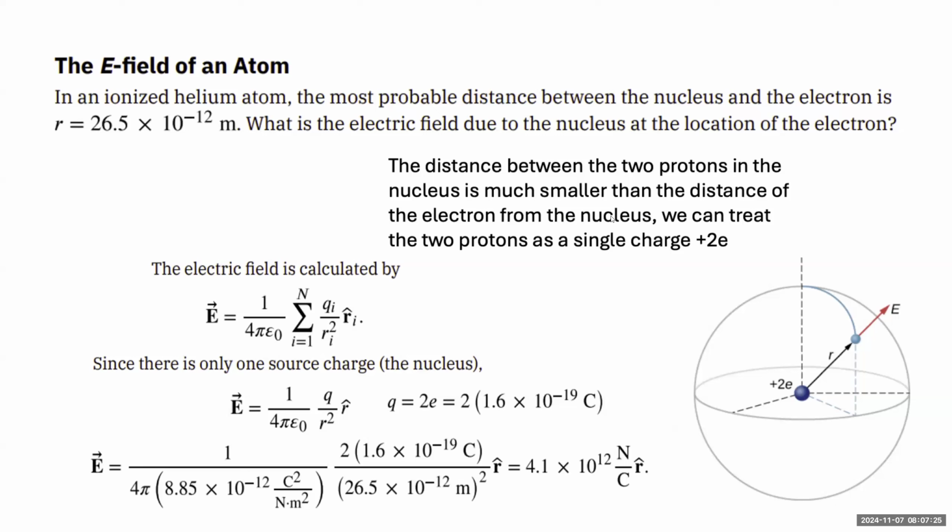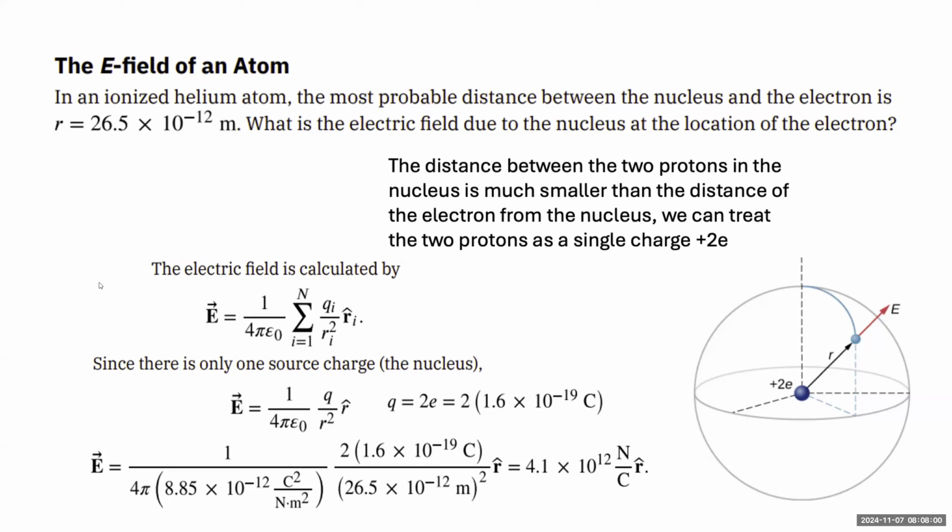The question was, in an ionized helium atom, the most probable distance between the nucleus and the electron is R equals 26.5 times 10 to the negative 12 meters. It was asking what the electric field was due to the nucleus at the location of the electron. And he gave us this, which basically said the distance is so small that we can treat the two protons as a single charge, 2e.